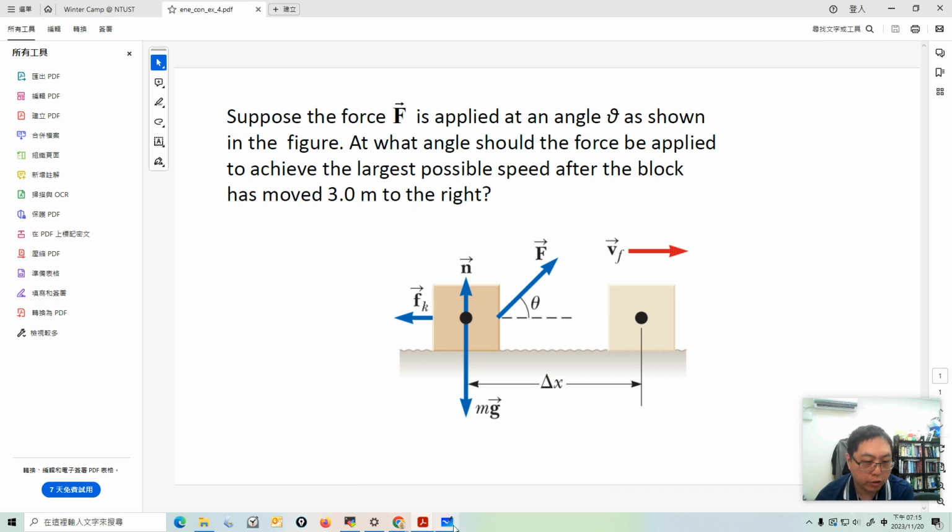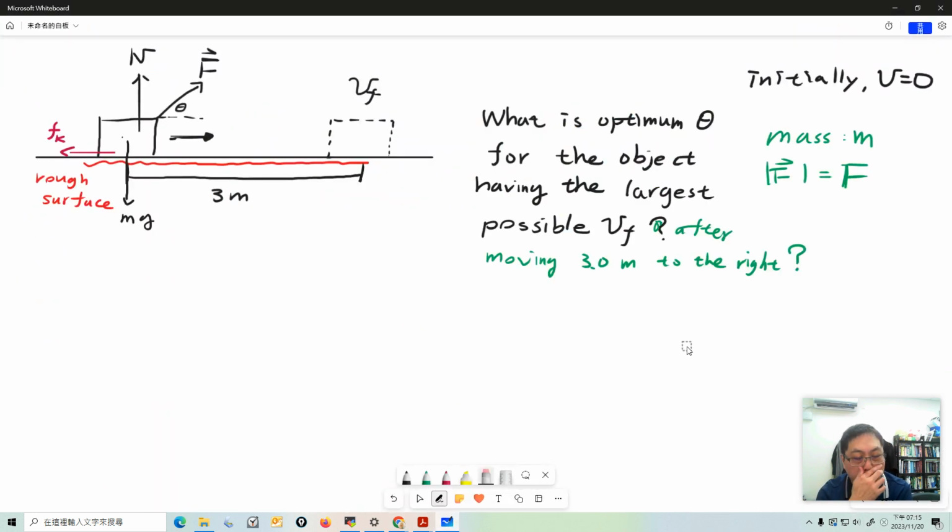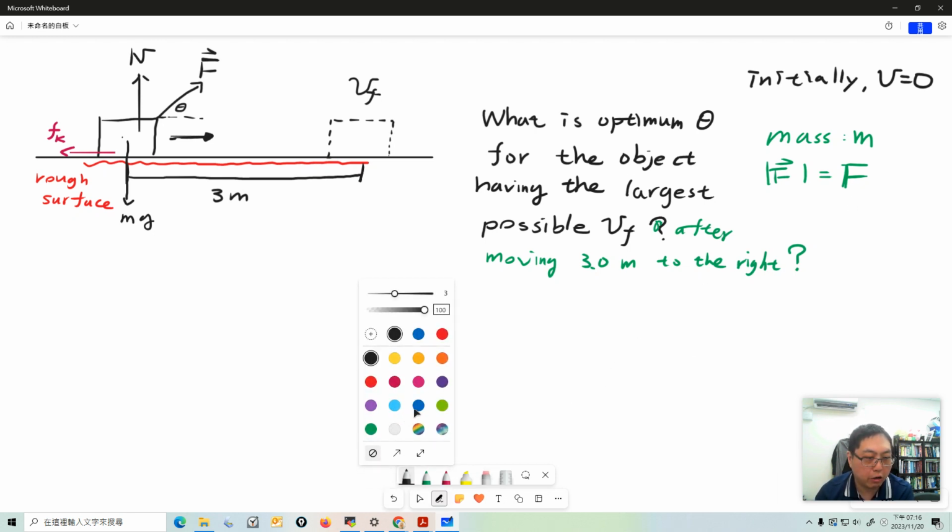In this problem, we will use energy conservation to solve it, and there's more setup. Initially, this object is at rest. The mass of this object, let's call it m, and the magnitude of the force, we simply call it F, to make life easier. So let's start with the energy conservation calculation.